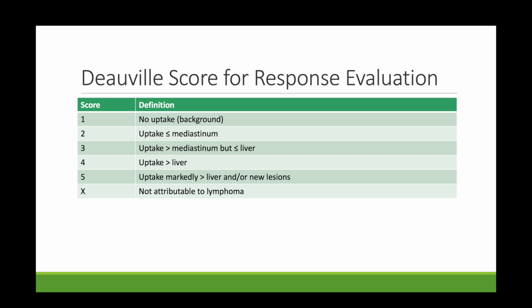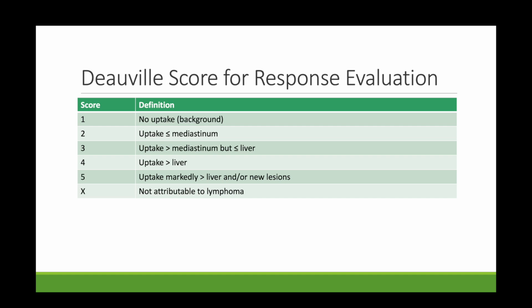So 3 is right in the middle, and the uptake of the lesion is greater than the mediastinum, but it's less than the liver. So Deauville 3 is greater than the mediastinum, but less than the liver. It's 3, so it's right in the middle. Deauville 4 then is if uptake is greater than that of the liver, and 5 is if the uptake is markedly greater than the liver or there are new lesions present. So 4 is more than the liver, 5 is markedly more than the liver, or new lesions are present.